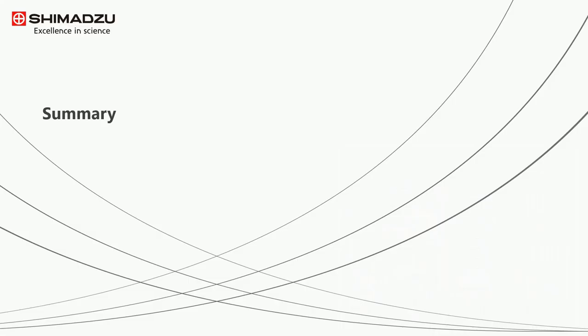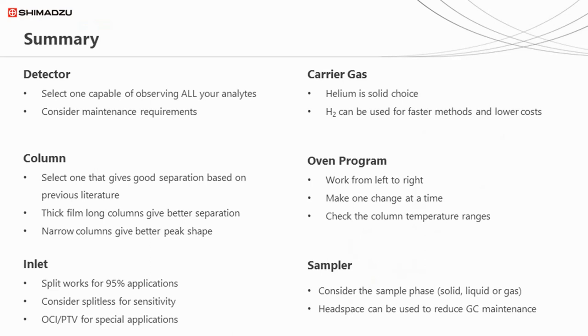So, that concludes our method development lecture. Let's summarise the key points. For the detector, select one capable of observing all your analytes and consider the maintenance requirements. For the column, select one that gives you good separation based on previous literature. Thick film, longer columns give better separation, and narrower columns give better peak shape.